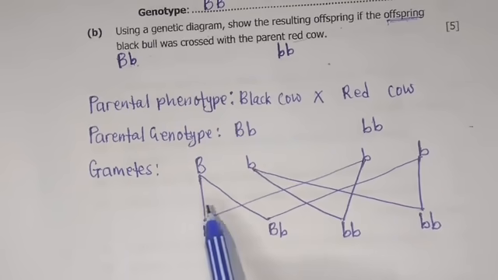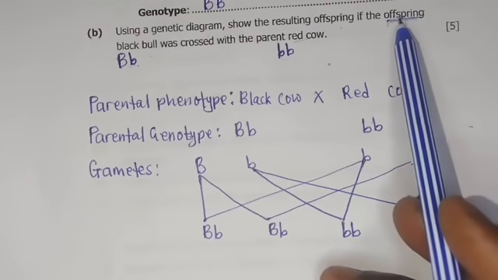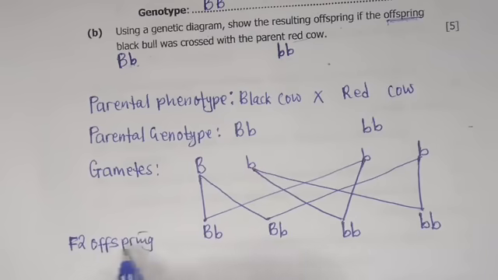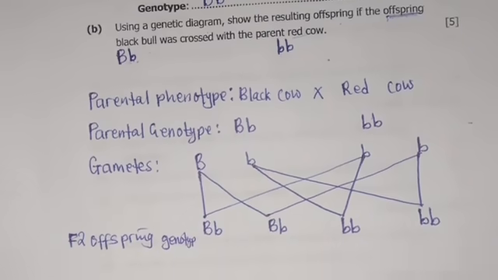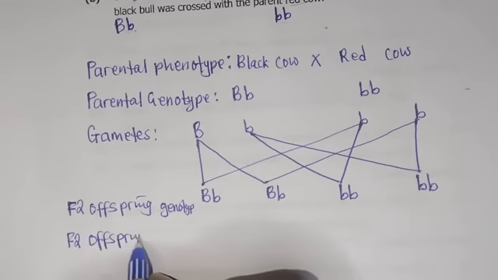So remember, what we are crossing is the offspring, meaning that this was the first filial offspring generation, this one. So here, what you have gotten here, this is the genotype. So this genotype is going to be for the second filial offspring genotype. This is the genotype, okay, like this. Then from here, what else? We are now going to have the F2 offspring phenotype.